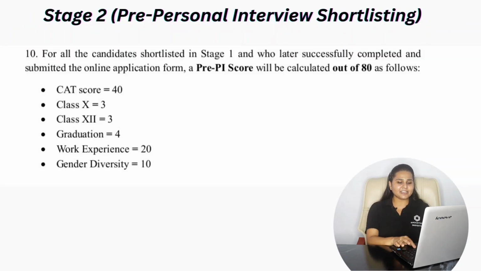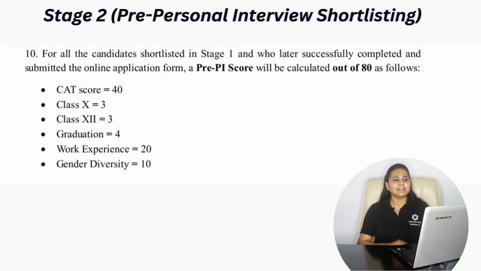In the personal interview round score calculation, 40% weightage is given to your CAT score, 3% weightage is given for your class 10th score, 3% for your class 12 score, then 4% for your graduation, 20% for your work experience and 10% for the gender diversity. On that basis, the score will be calculated for the personal interview round, and then the students will be shortlisted for the PI.